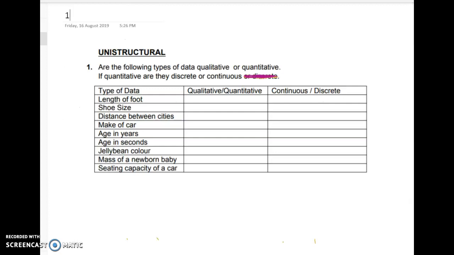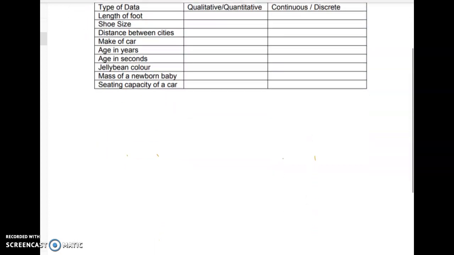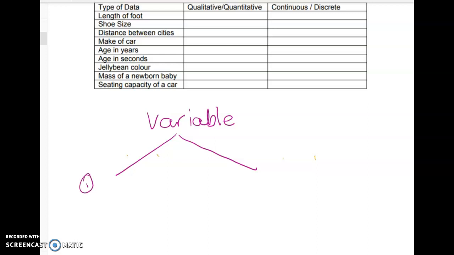So the first question here gets you to think about, again, whether variables are qualitative or quantitative, and if they're quantitative, are they discrete or continuous? So let's go back to the picture that we saw in class. When I've got a variable, which is just a thing, I ask the question, is it a word answer or is it a number answer? So how long is your foot? The answer is, I don't know, 30 centimeters. It's a number answer. And we call that quantitative.